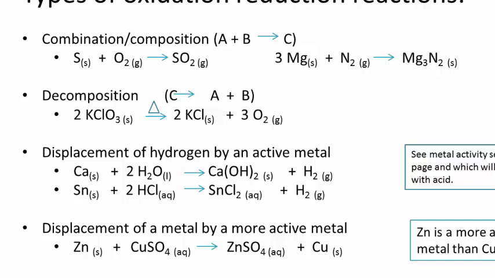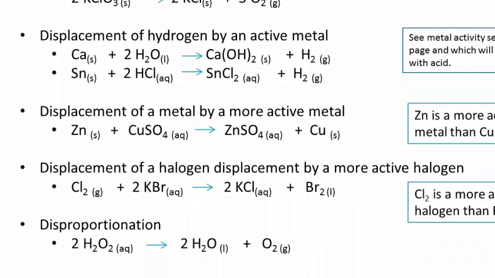So if zinc is a more active metal than copper, is it also true that there are other differences in reactivity, such as the halogens? Yes, chlorine is more reactive than bromine and iodine among the halogens.